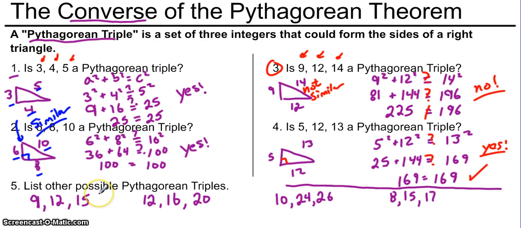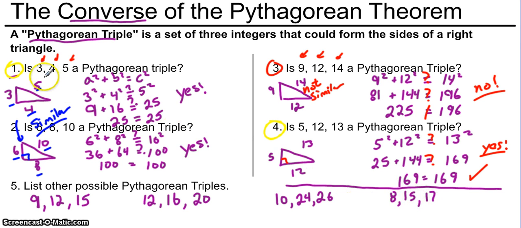Here are a couple of Pythagorean triples that I've written out. 9, 12, 15 is actually this 3, 4, 5 all multiplied by 3. 12, 16, 20 is again a 3, 4, 5 multiplied by 4. 10, 24, 26 is just a 5, 12, 13 multiplied by 2. And 8, 15, 17, I looked that one up online. If you just Google search Pythagorean triples, you'll find a whole bunch that work.